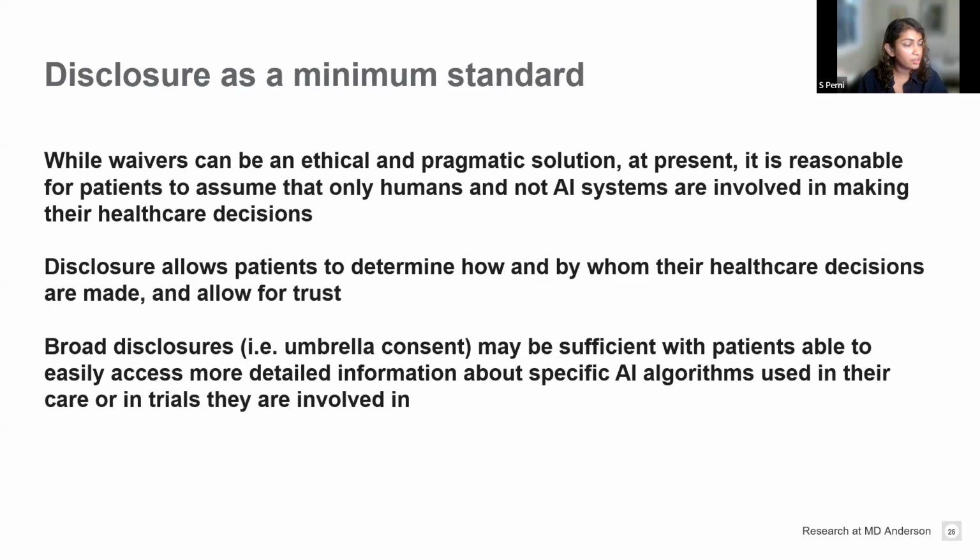So right now, patients pretty much, for the most part, I think, assume that only humans and not AI systems are really making their healthcare decisions. And so I would argue for disclosure as a minimum standard, where disclosure allows patients to really determine how and by whom their healthcare decisions are made and allow for trust. By disclosure, I don't necessarily mean going through that 20-page informed consent form, but using these kind of broad disclosures with umbrella consent, but also with a requirement where we provide more detailed information about specific AI algorithms used in their care or in trials they're involved in. So that information is available if patients want it, but we are telling them also as part of a broad disclosure or umbrella consent that AI is being used in these clinical decisions or clinical research studies.